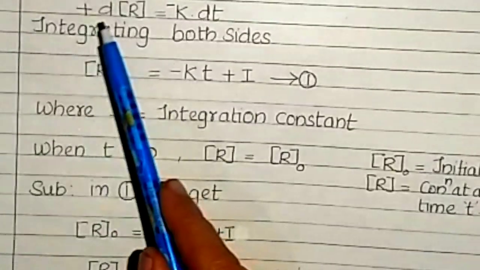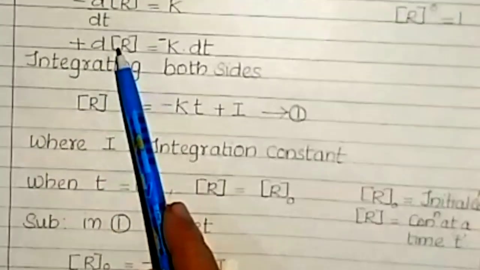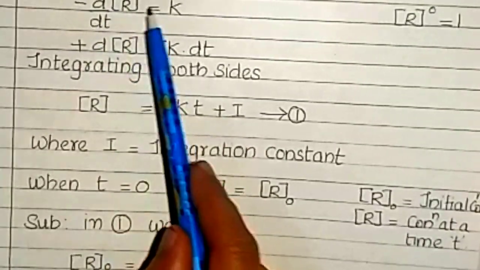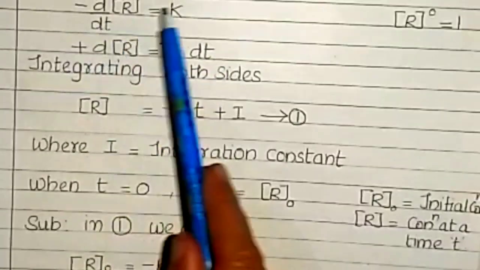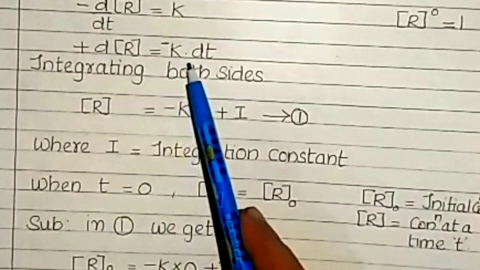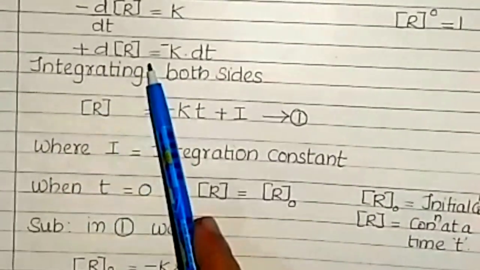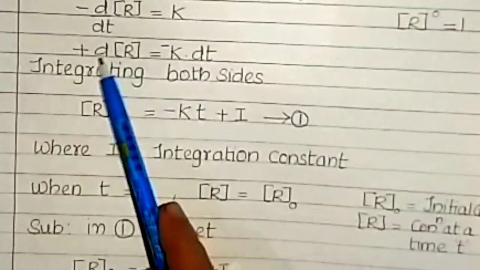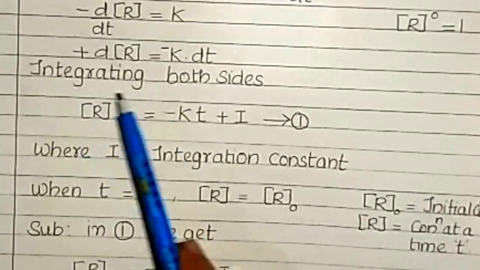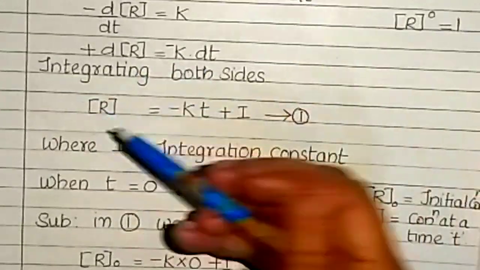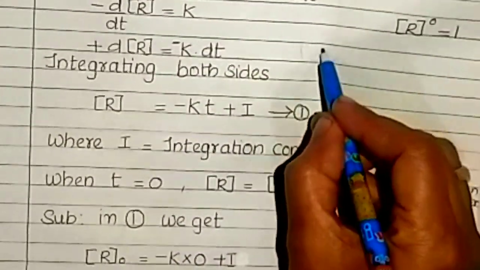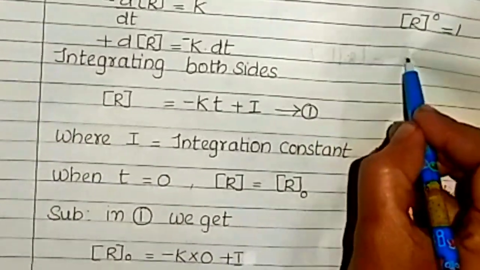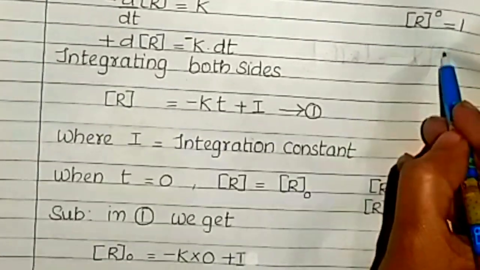Here, rearranging this equation, we get d[R] is equal to minus K into dt. This minus goes to the right side, minus K into dt. Then integrating this equation, that is the integrated rate equation, the differentials can be integrated. On integrating both sides, we can write integral d[R] is equal to minus K, taken outside, into integral dt.